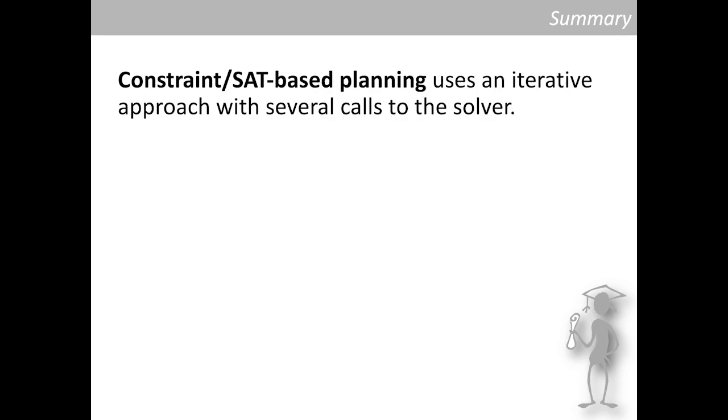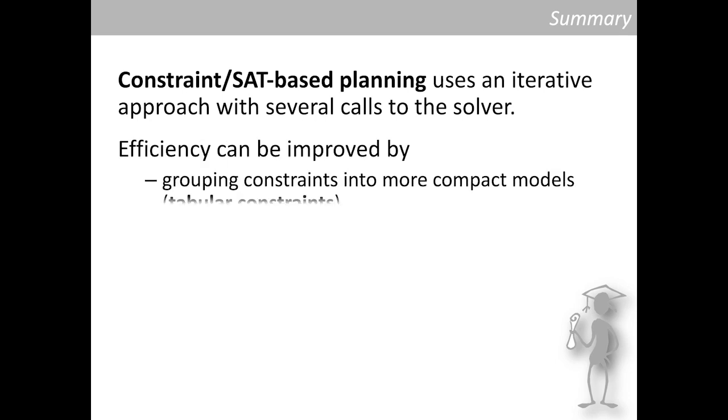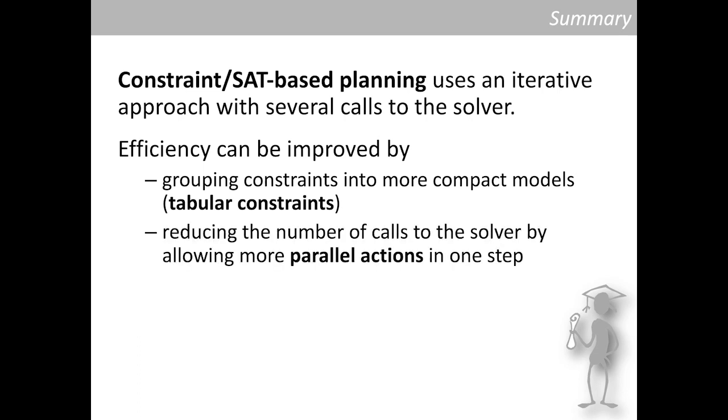Okay, so in summary, we can solve planning problems by compilation to constraint satisfaction problems or to SAT. And the core idea is that we will not call the solver just once, but several times by finding plans of a given length. We can significantly improve efficiency of these models by encapsulating, grouping the constraints into more global constraints. We use the table constraints or tabular constraints there. And because the number of calls to the solver is also important for the efficiency, it's important to decrease the number of calls to the solver, which can be done by allowing parallel actions in each step.